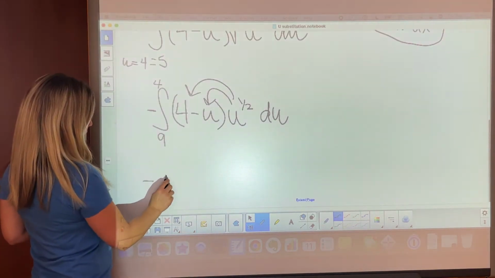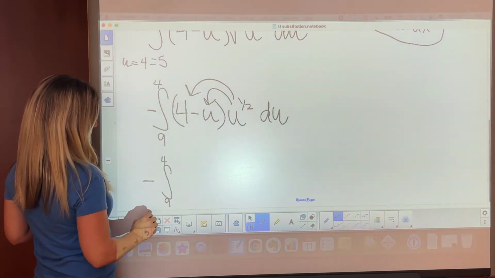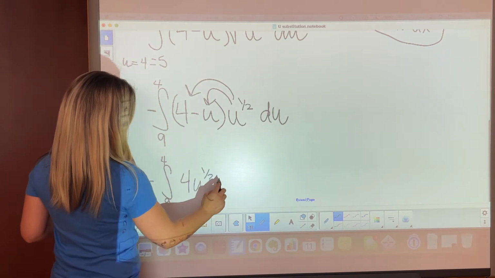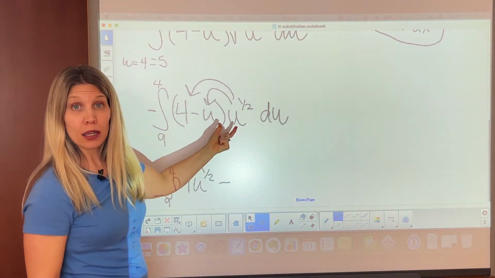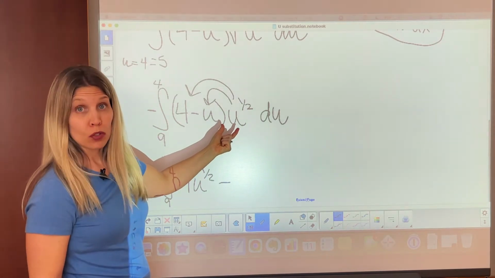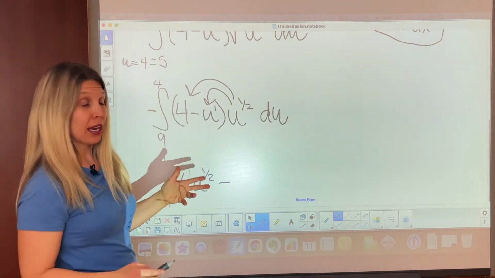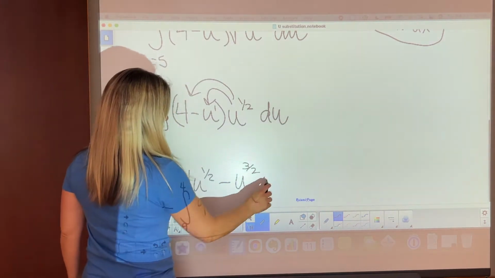So now we have negative integral of 9 to 4 of 4u to the 1/2 minus, now what happens when you multiply variables? That's right, you add their exponents, and this is an exponent of a 1. So 1 plus 1/2 is 1.5, and I'm just going to write it as 3/2 du.